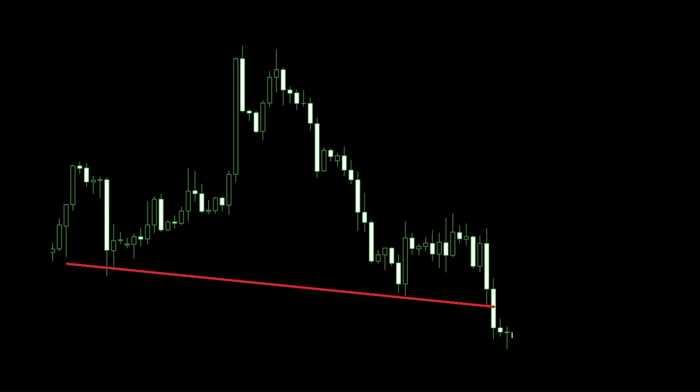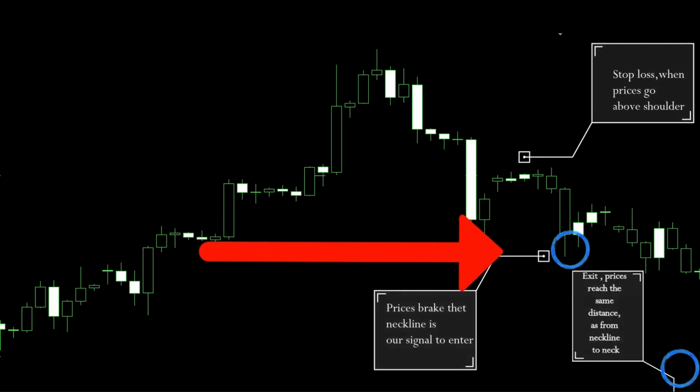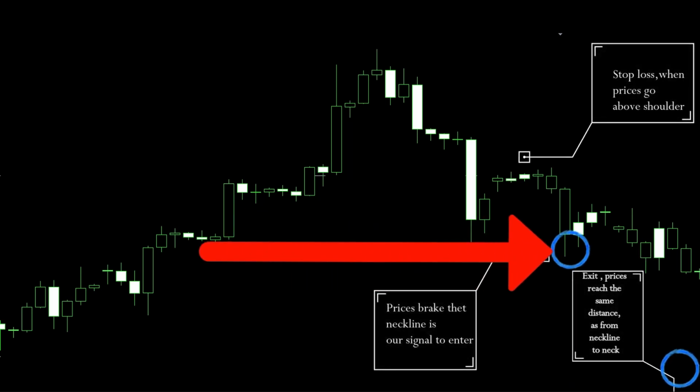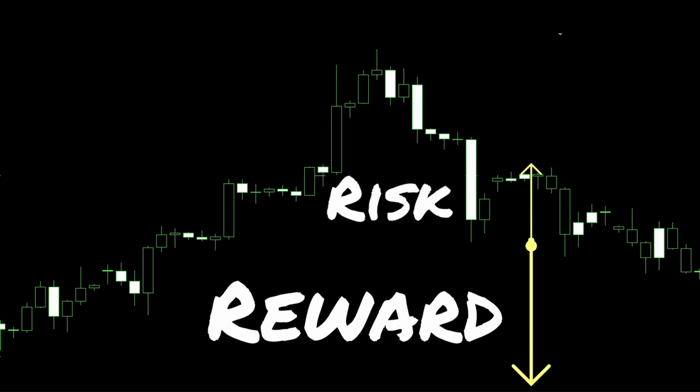We trade this pattern by entering our trades below the shoulders, and our target is the same height from neckline to head. Again, we do not trade this pattern directly. The risk reward in this pattern is much higher, which makes them more appealing to traders. We need to use them by combining them with more signals.